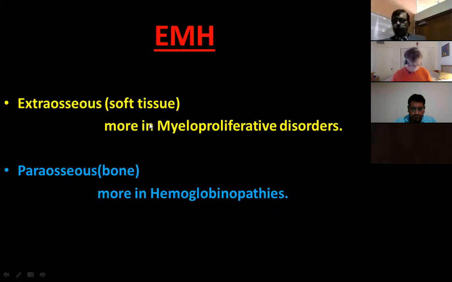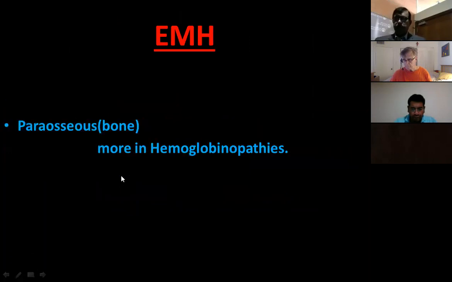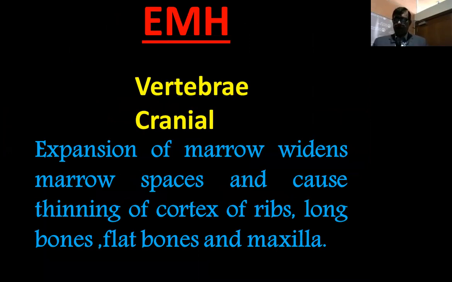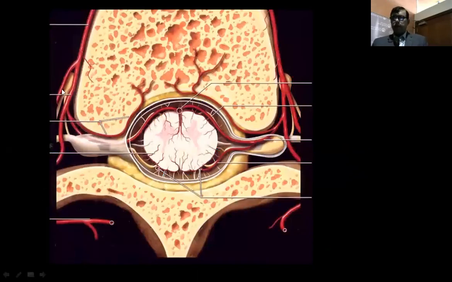As we said, it could be in the soft tissue or it could be in the bone. So we've seen the soft tissue, let's see the bone. Usually in the vertebrae and in the cranium. There will be expansion of the bone marrow spaces, which will thin out the cortex in long bones. So if this is a vertebra and this bone marrow is trying to produce blood products, it will crack the cortex and it will present into the spinal canal.